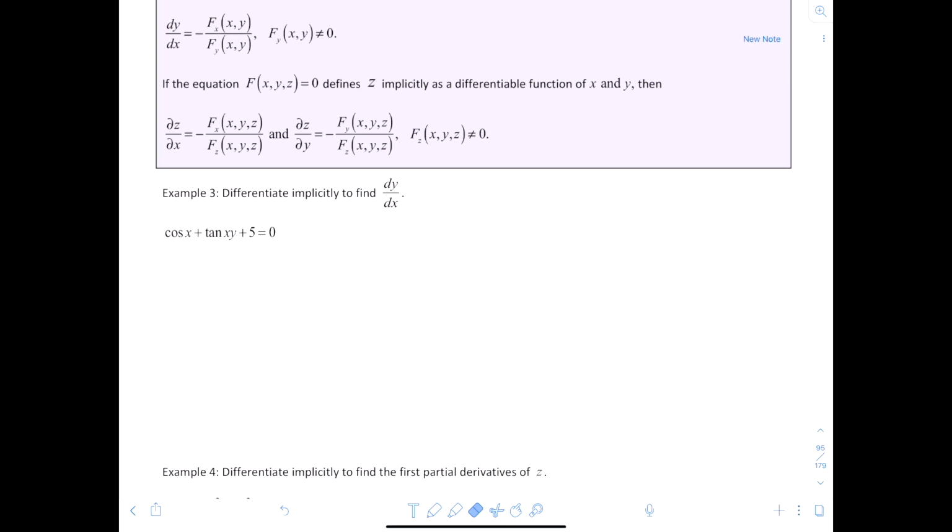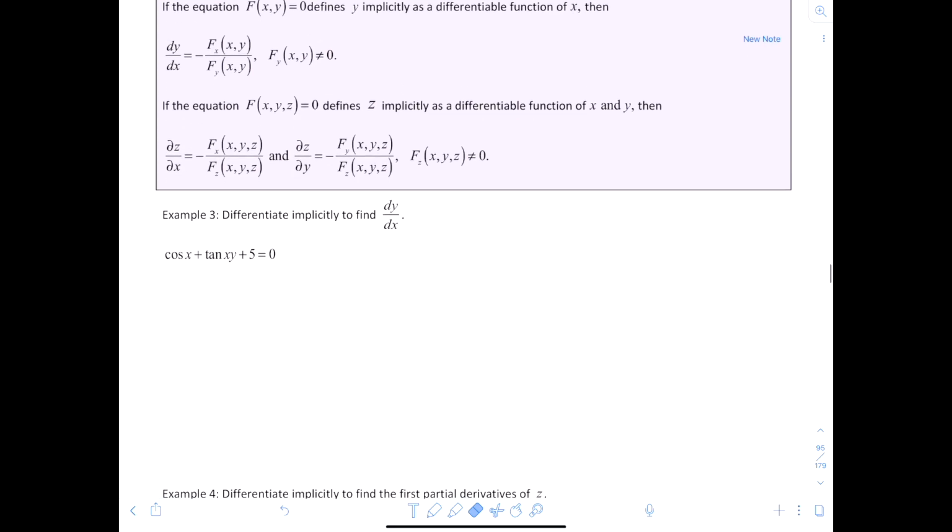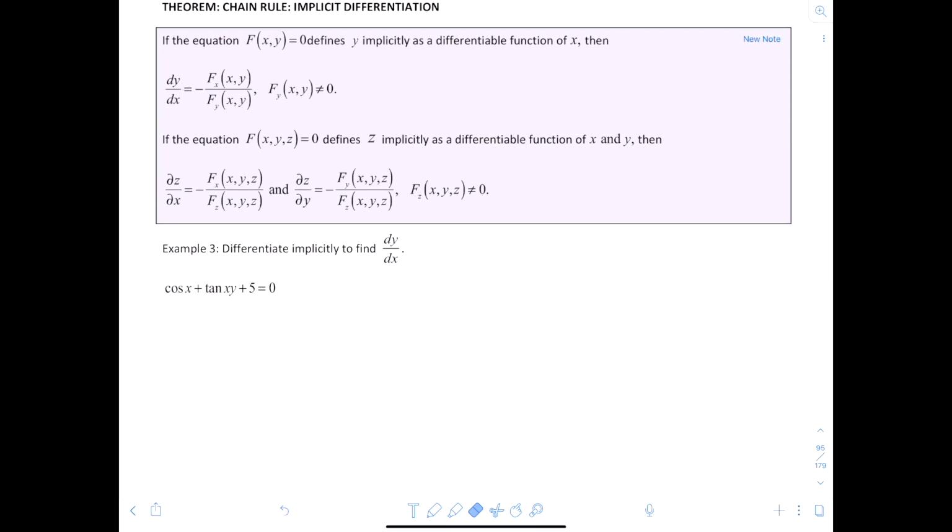So differentiate implicitly to find dy/dx. So here we go. Let's just see what kind of pieces we have, right? Do you see we have a function of x and y, and we've got it equal to 0? So that would give us that F of x and y is equal to cosine x plus tangent of xy plus 5, and that's since F of x and y is 0.